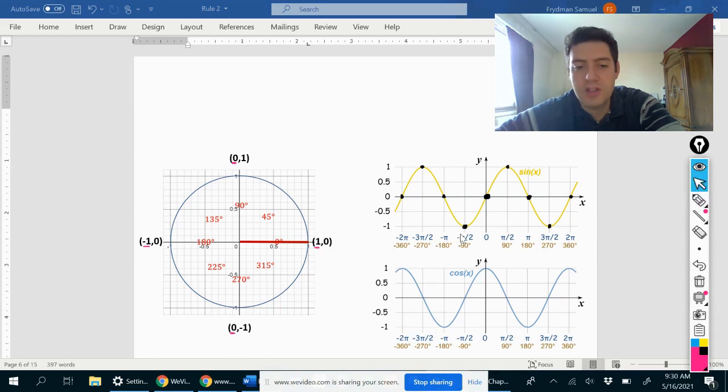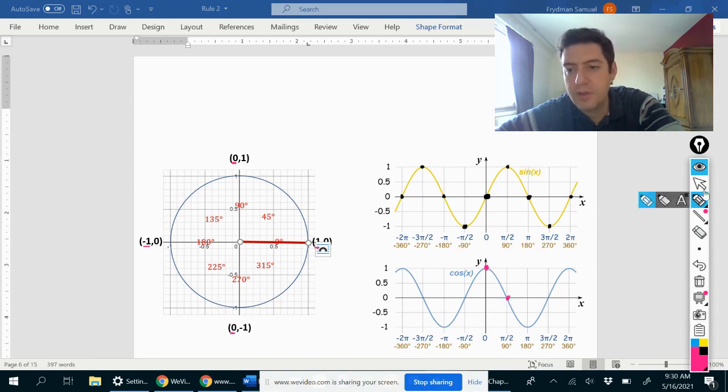Okay, now we're paying attention to the x value. So at 0 degrees, the x value is 1. At 90 degrees, it's 0. At 180 degrees, it's negative 1. And at 270 degrees, it's 0 again. At 360 degrees, it's 1. Okay, so at 0 degrees, it was 1. At 90 degrees, or pi over 2 radians, it's 0.